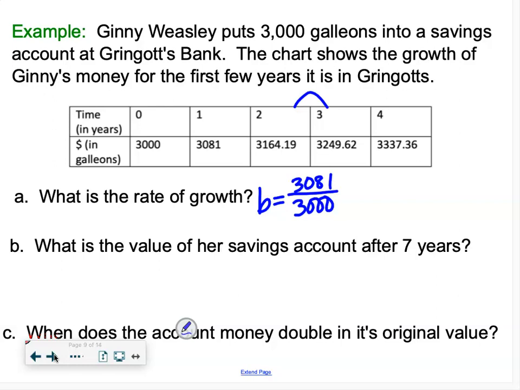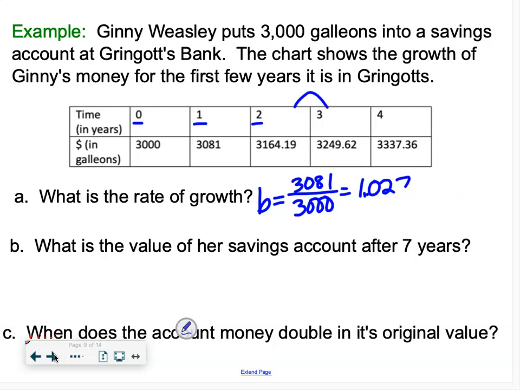So our rate of growth is 3081 divided by 3,000. Okay, and this is equal to 1.027. All right, so that's her rate of growth. What is the value of her savings account after 7 years? So we're just going to assume that it is compounding annually, since we're only given time in years. So we're not given time in months or quarters or anything like that.